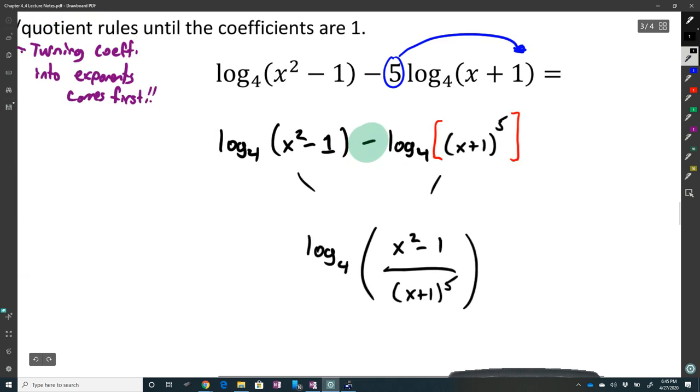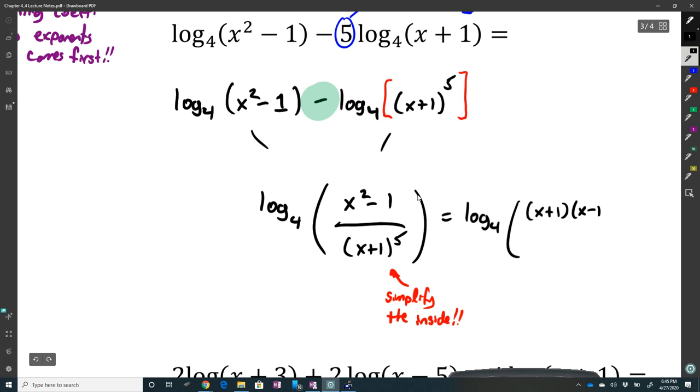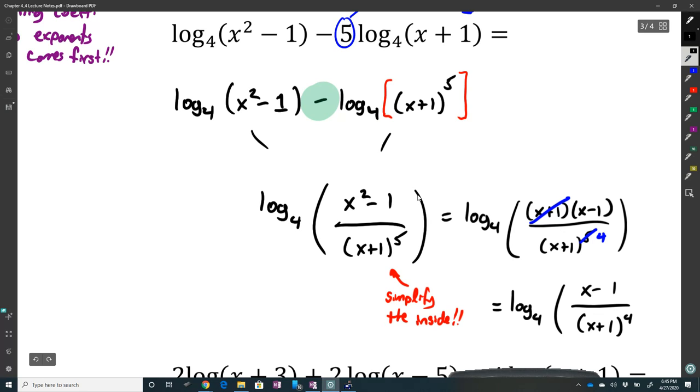Now all that's left to do is sometimes when you're done, you just have to tidy it up and simplify. Okay, and there's no more log stuff. This is just basic algebra. On the top, you have x plus 1, x minus 1, because that's what x squared minus 1 is. Over x plus 1 to the 5th. And notice that one of them cancels out and changes that to a 4. So your final answer is log base 4, x minus 1 over x plus 1 to the 4th.